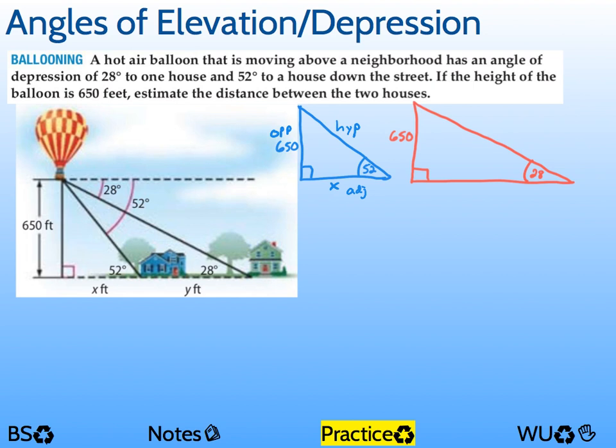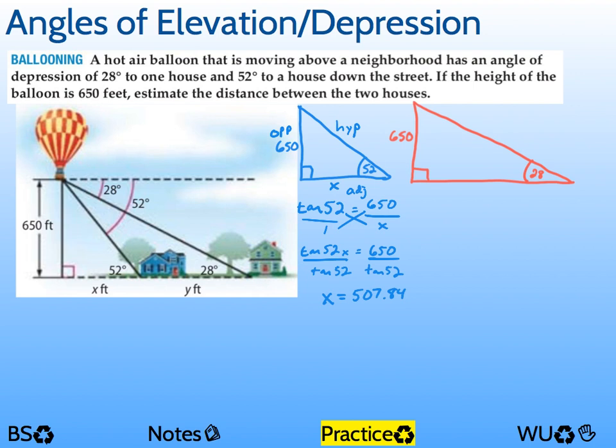So, think about what ratio we would use to find x. Since we have the opposite and the adjacent, we're going to use tangent in this case. So tangent of 52 equals the opposite of 650 over the adjacent x. Put that over 1 and cross multiply, and we get that tan of 52 times x equals 650. Dividing by tan of 52, we can find x, and x is about 507.84.